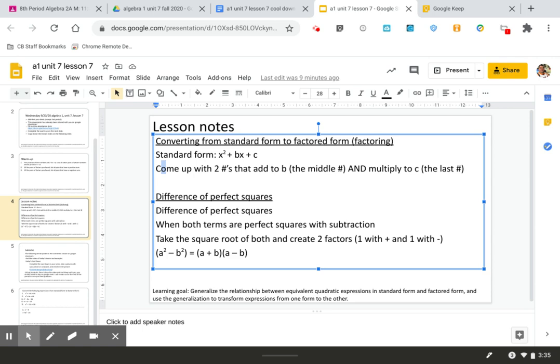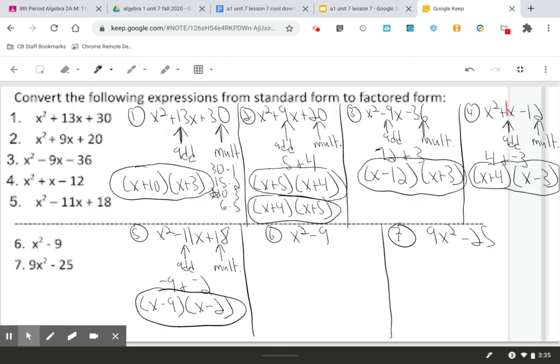I get a decimal. So when I have a quadratic in which both terms are perfect squares and there's subtraction, a difference of perfect squares, all I need to do is take the square root of both and then create my two factors, one with positive and one with negative. Okay, I'm going to show you how that works in these last two examples here.